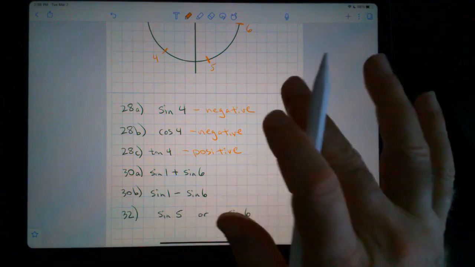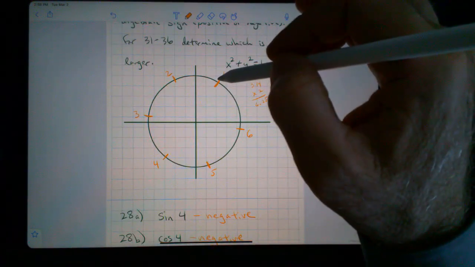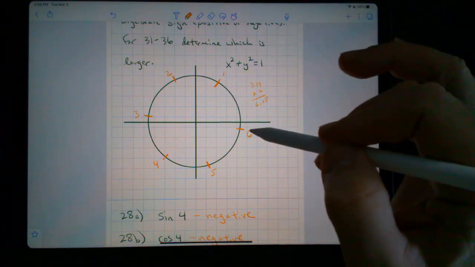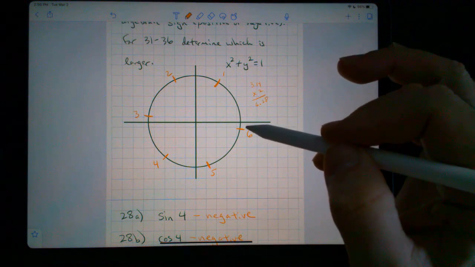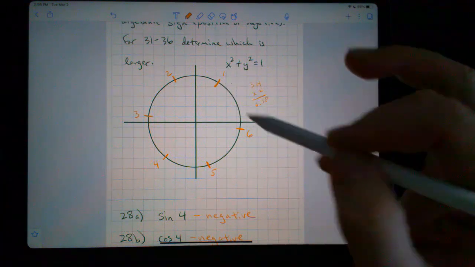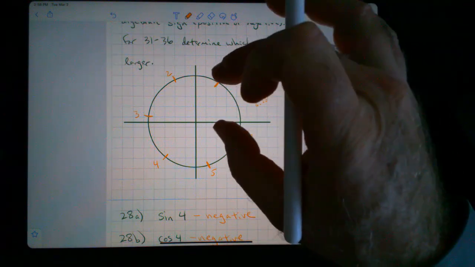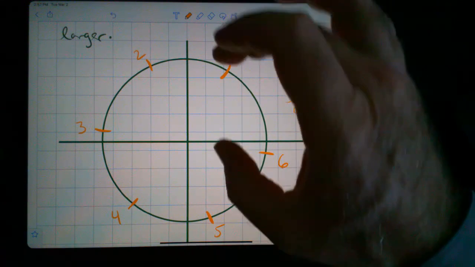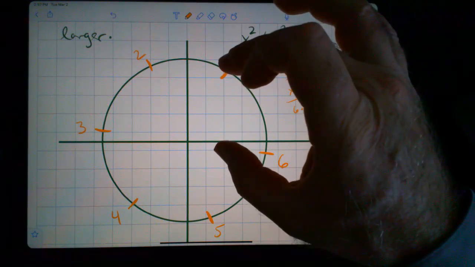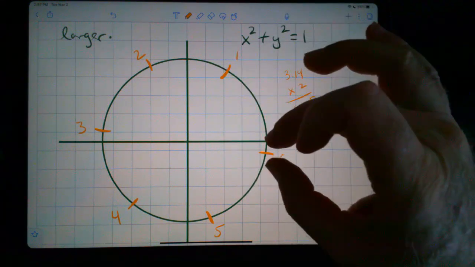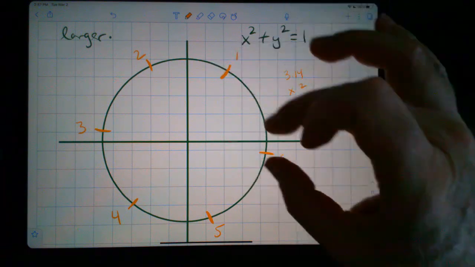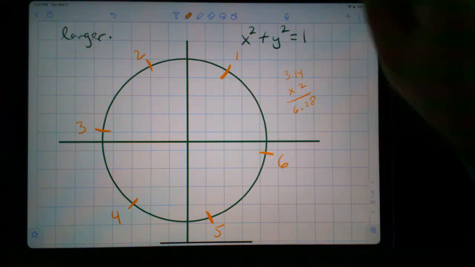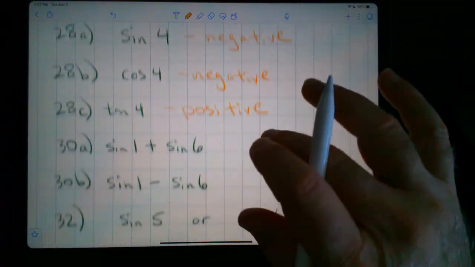Sine of 1 plus sine of 6. So sine of 1 is about 0.85. Sine of 6 is about negative 1/2. So 0.85 minus 1/2 is a positive number. If we have this much height, which is your y value, plus, or actually this much height minus this little bit of negative y value, you're going to end up with a positive amount. So that's going to be positive.